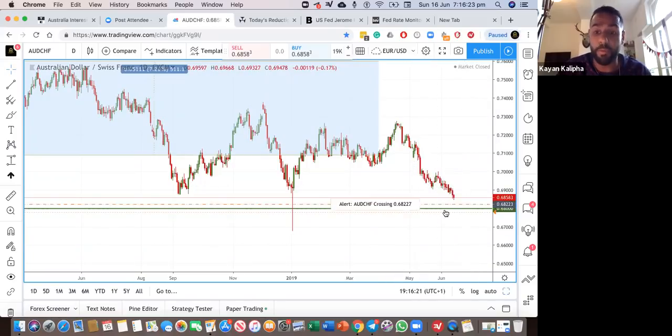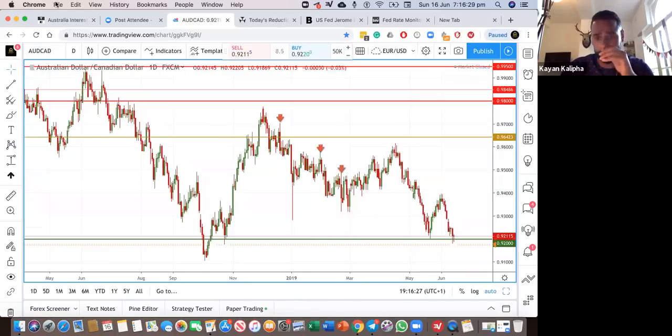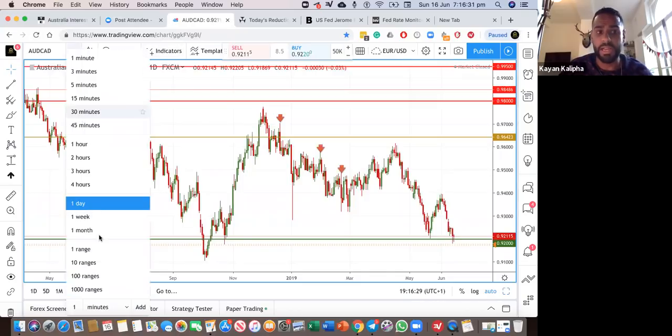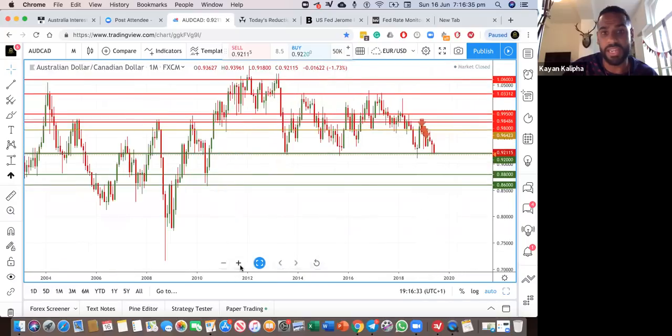This is a major support level that if we get below, it's a perfect opportunity to jump in the market and sell this currency pair. Another currency pair we're looking at that all my members have set up and potentially we're going to take a sell is Aussie dollar against the Canadian dollar.